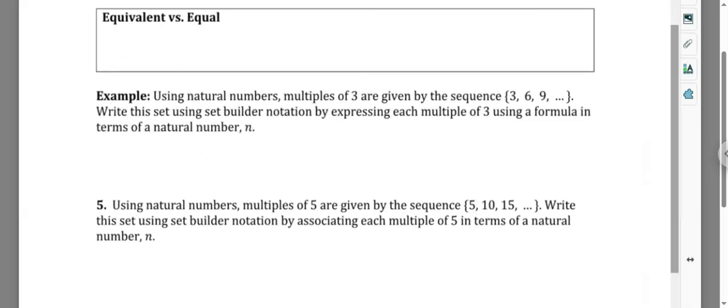Equivalent versus equal. Remember from last time? Equal, exact same sets. Equivalent just means the sets have the same number of elements.